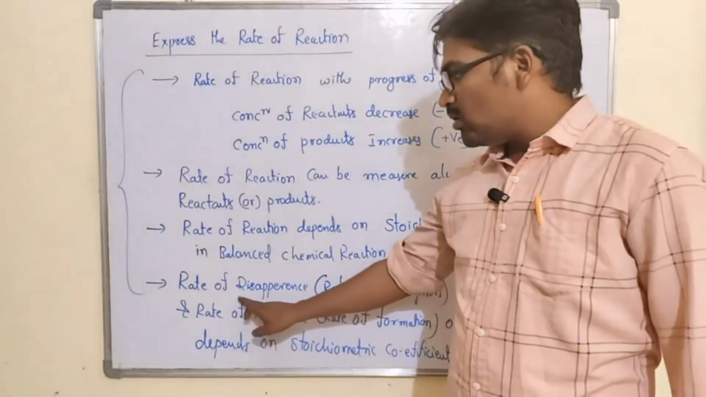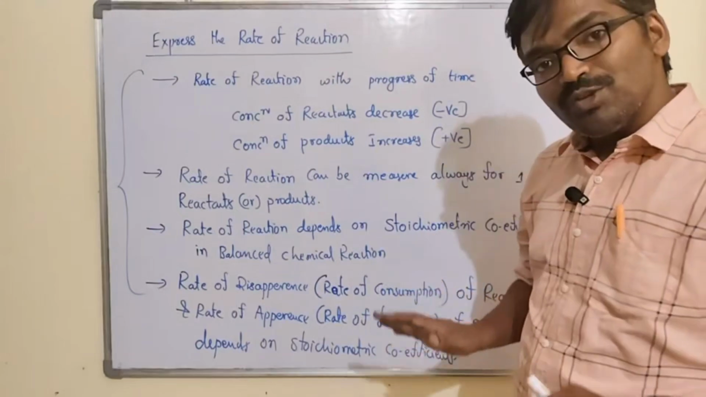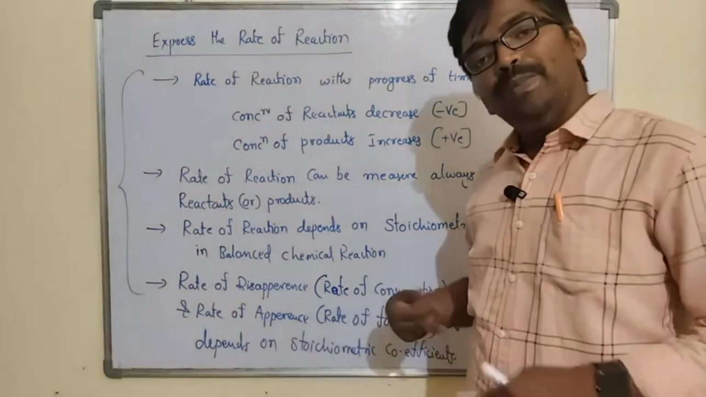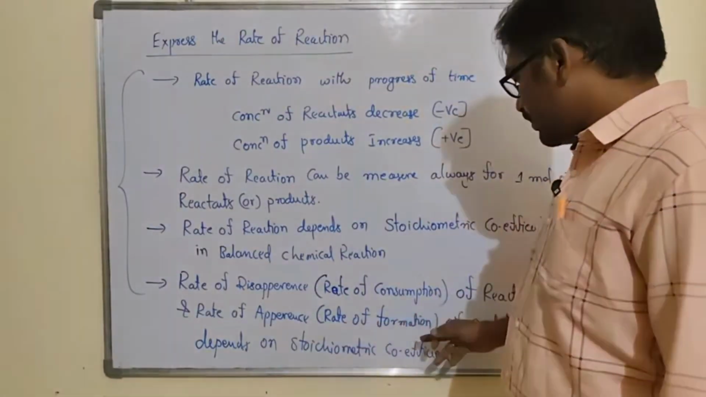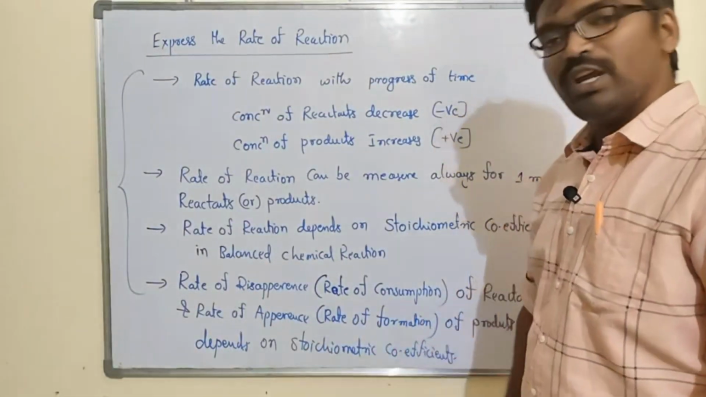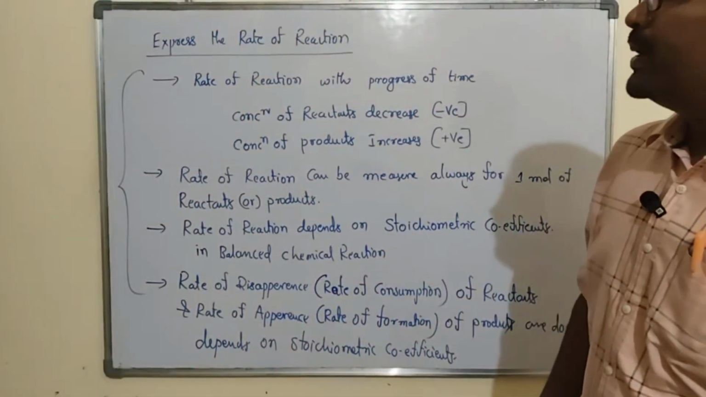The next: the rate of disappearance, or the rate of consumption of reactants, and the rate of appearance or rate of formation of products, do not depend upon the stoichiometric coefficients.